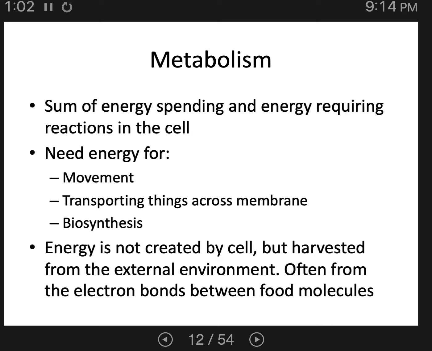Okay, so there's two different types of energy. There's kinetic energy and potential energy. Kinetic energy is more intuitive. It's the energy in movement. And we know intuitively that there's energy in movement, right?